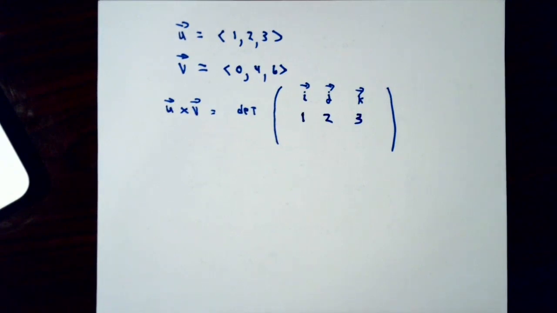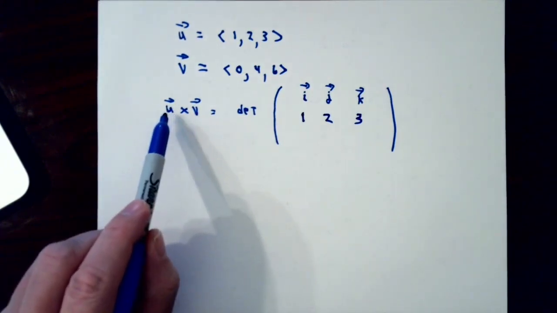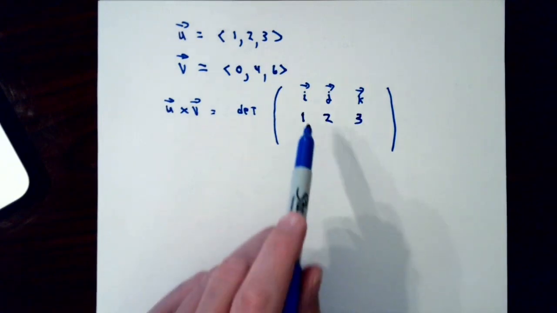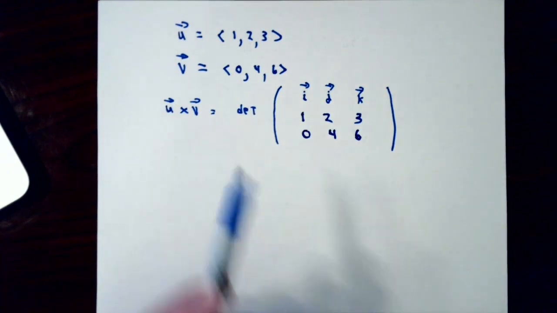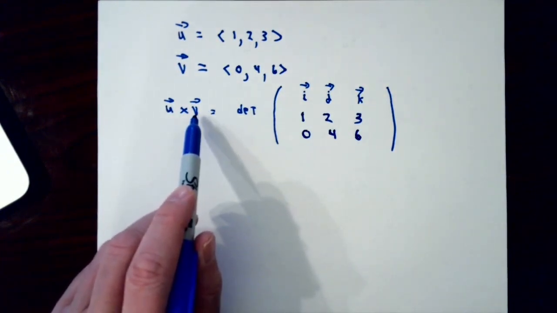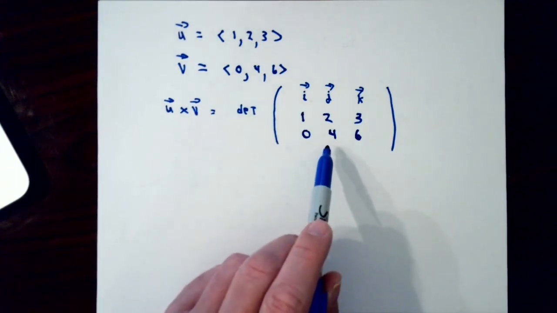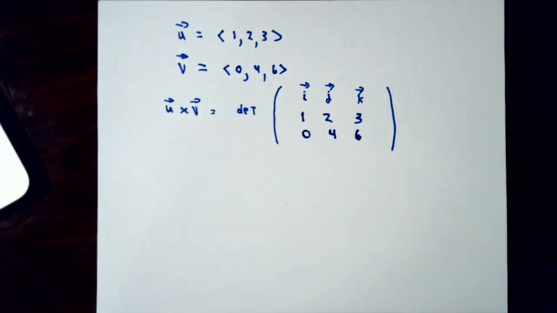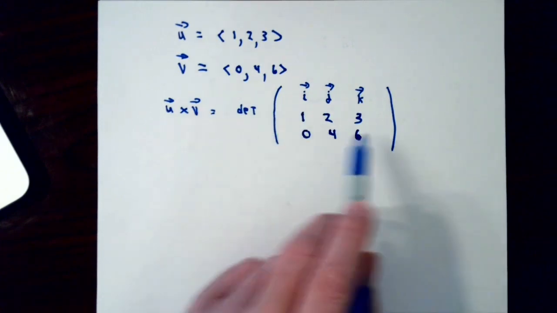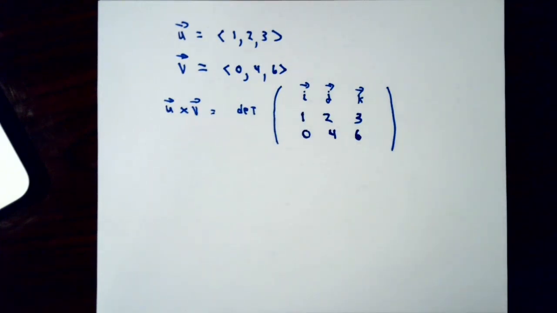What's written next are the components of the first vector, whatever it is. So we write in 1, 2, and 3, since those are the components of vector u. In the cross product business, the components of the last vector that you wrote down in the product will be written as the last row in our determinant here. So this will be 0, 4, and 6. If we can figure out a way to evaluate this determinant, that's what we're going to call u cross v.